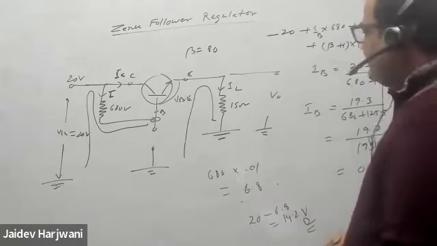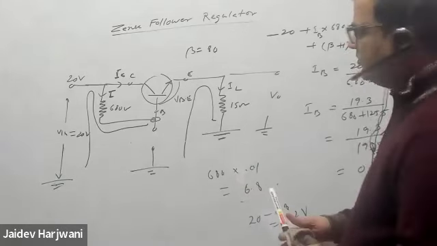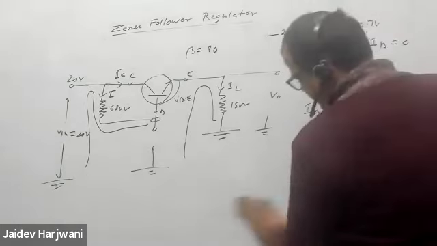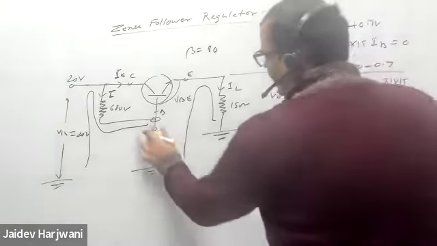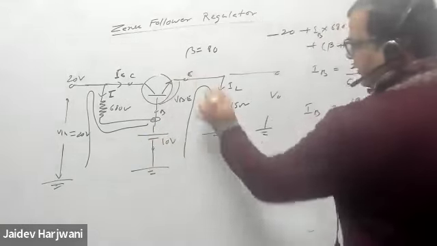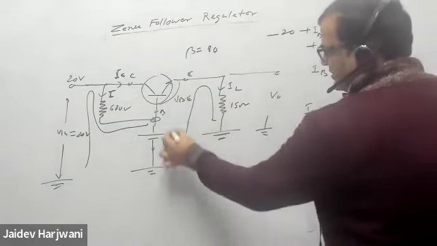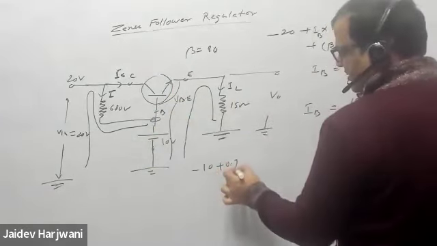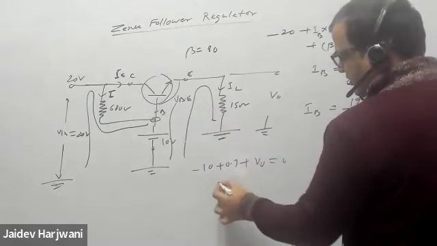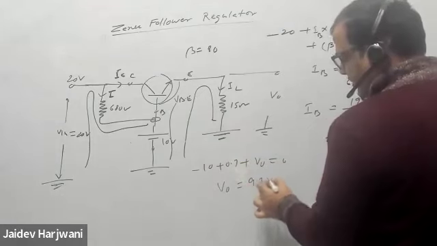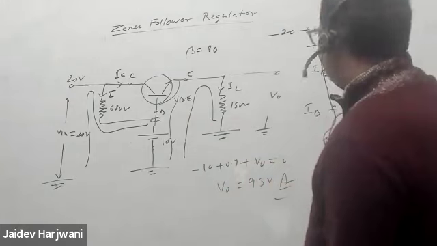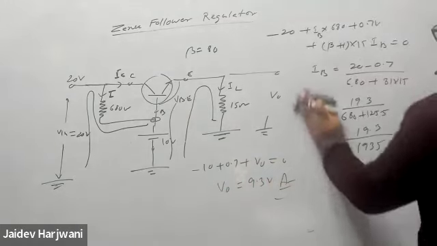Okay, so basically you just have to check that this should be greater than 10 volt. Once this is done, you can replace this by a battery of 10 volt. Now you can apply KVL: minus 10 plus 0.7 (VBE) plus V naught equals 0. So my V naught becomes 9.3 volt. Once V naught is known, everything is known.